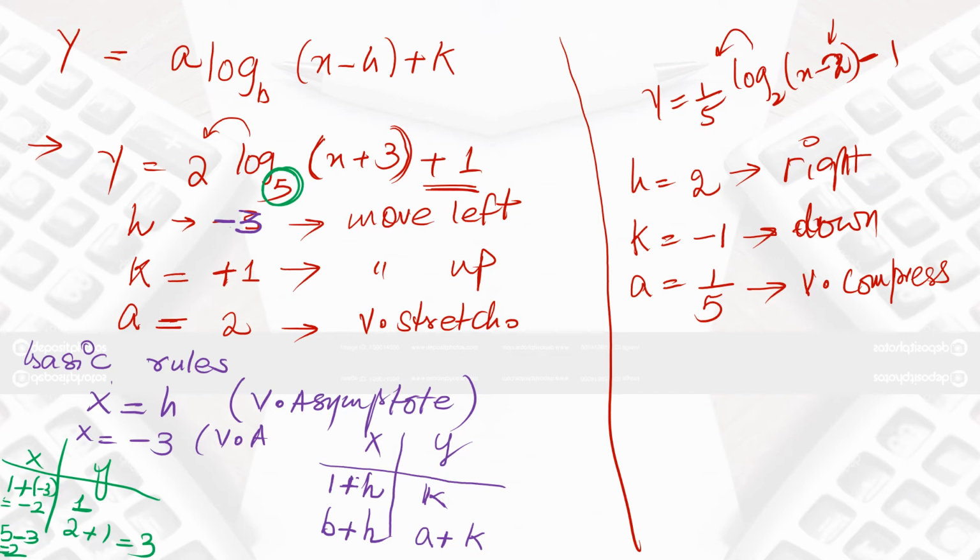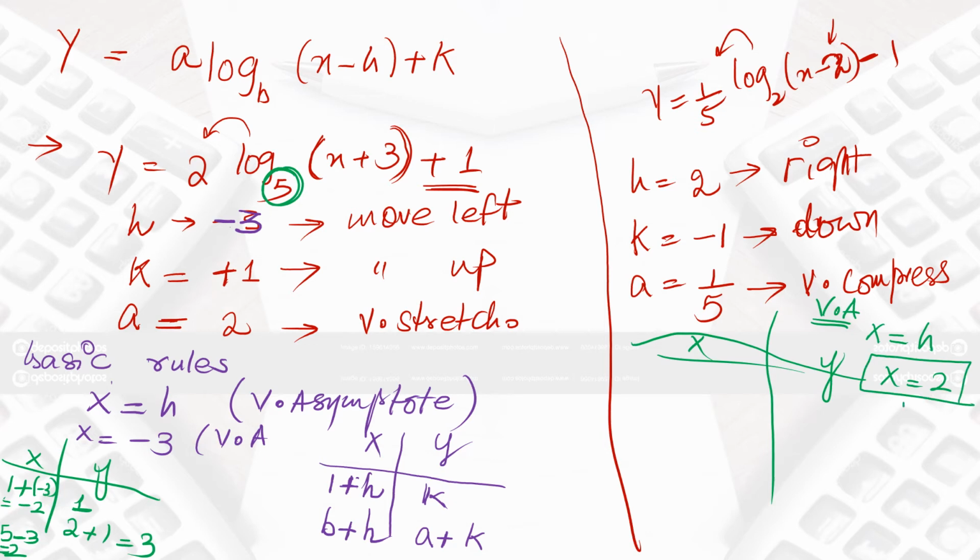Now second table, I'm just telling you right now the table. Later on I will tell you the whole equation. So x and y. First of all, what is my vertical asymptote? x equals h is always my vertical asymptote. So in our case, x equals 2 is my vertical asymptote. I will take only 2 points. Number 1, 1 plus h, answer is a. Next, b plus h, answer is a plus k.